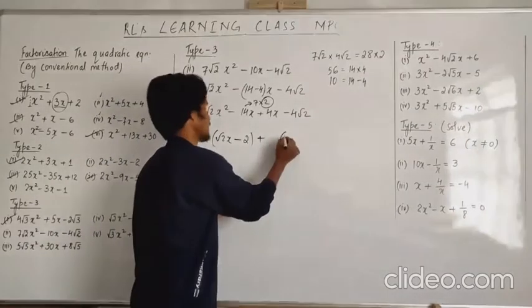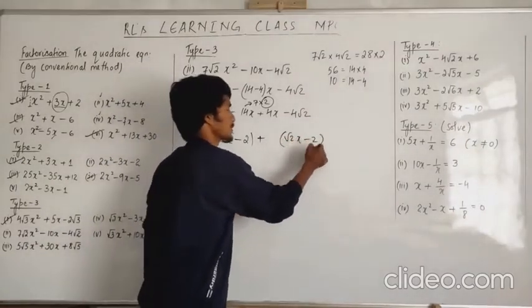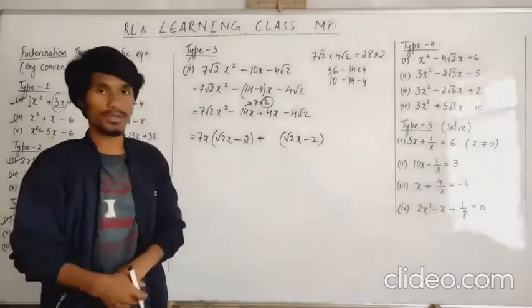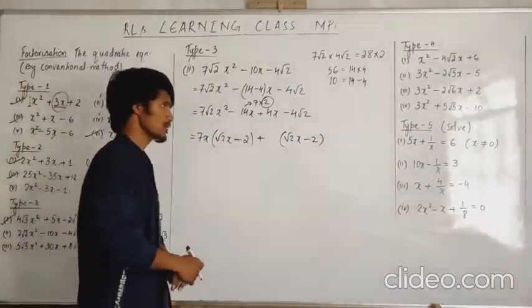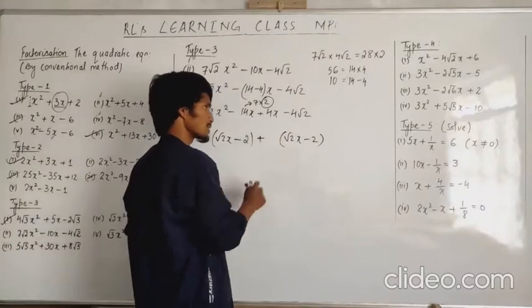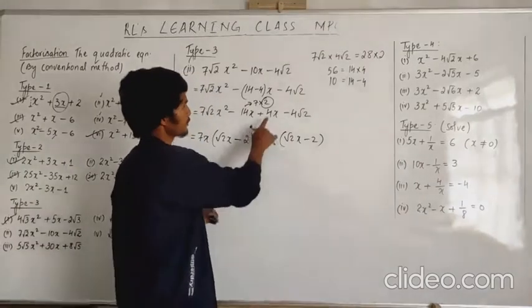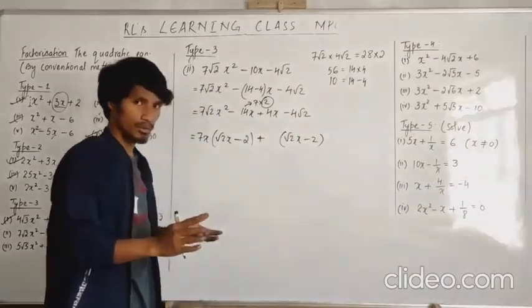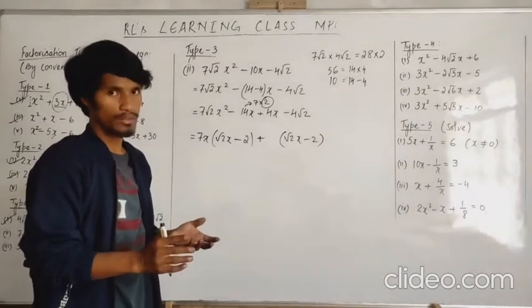And here also we have to get the same. Root 2x minus 2. But which number do I have to put here? Here is 4. Here is root 2. Okay, 4 here, 4 here. Can it come as common 4? No. Can't take common 4.